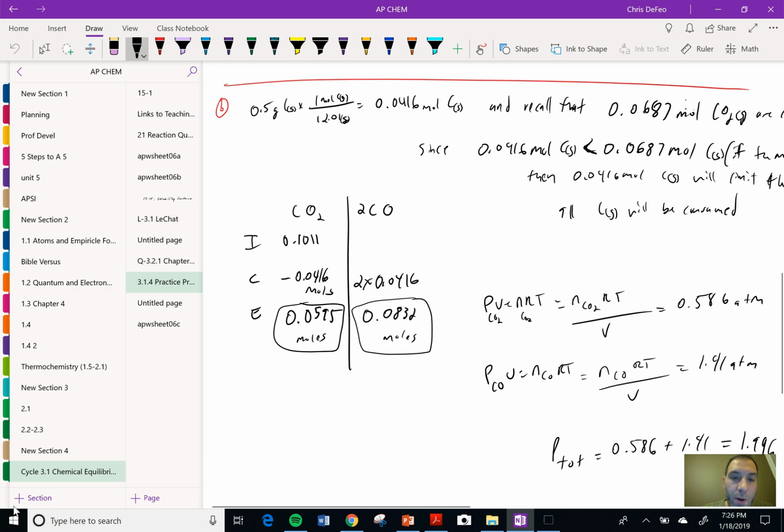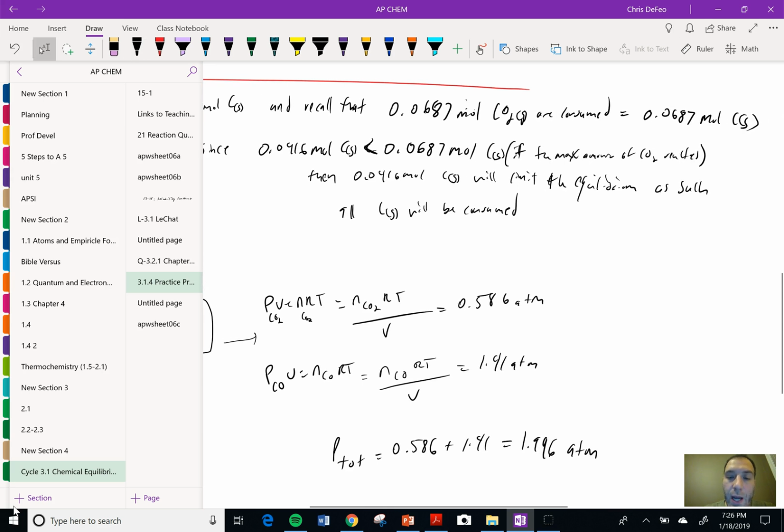If you have 0.101 moles of carbon dioxide, you don't have any initially of carbon monoxide. This is how many moles you've used. This is how many moles of carbon monoxide you get. Then you can plug them into the ideal gas law, and you're able to get a total pressure of 1.96 atmospheres, which doesn't look like it has the right sig figs. So this looks like it's going to be closer to, I guess, 2 atmospheres.